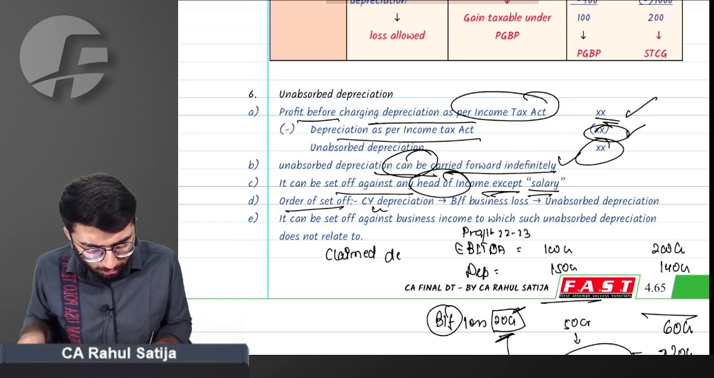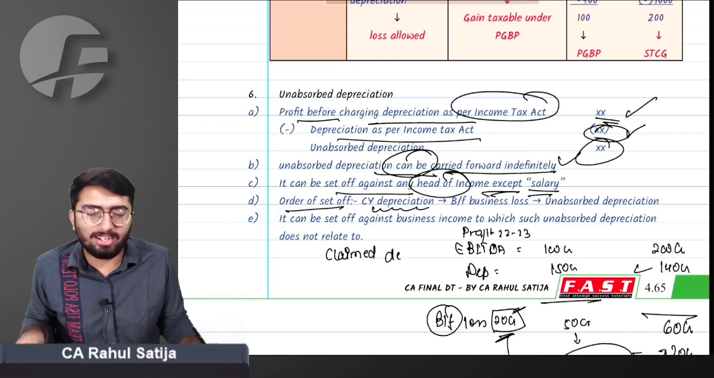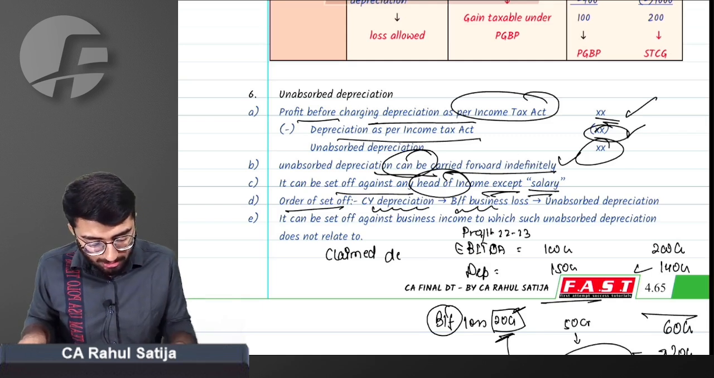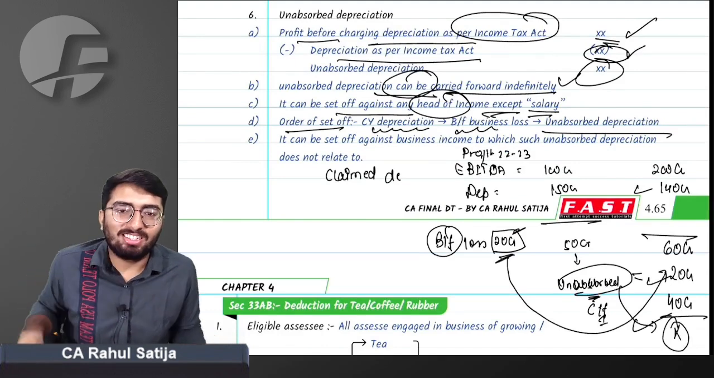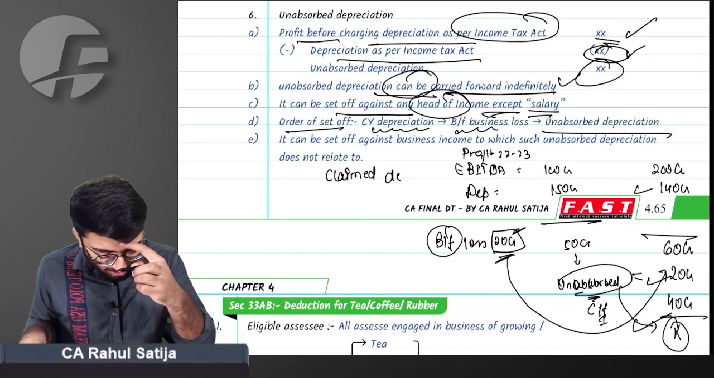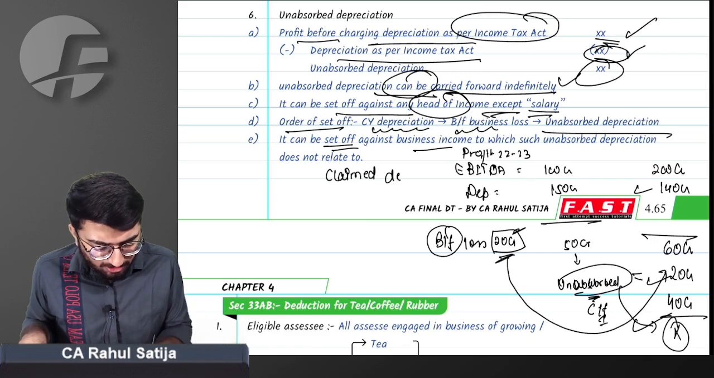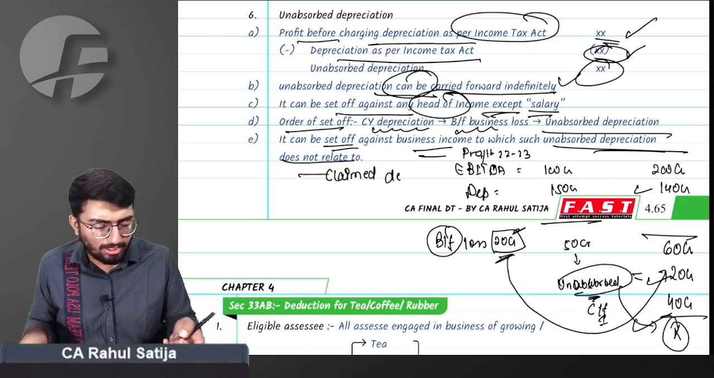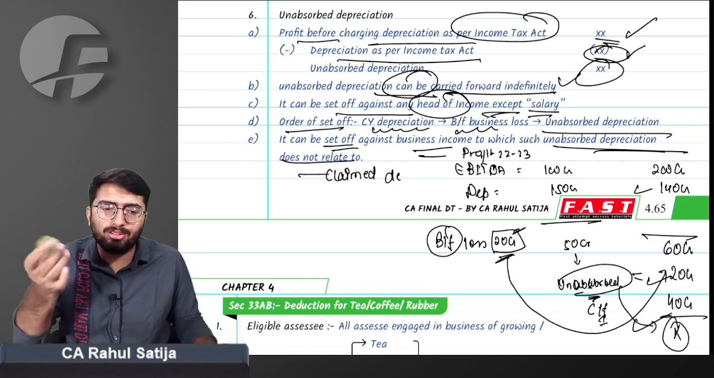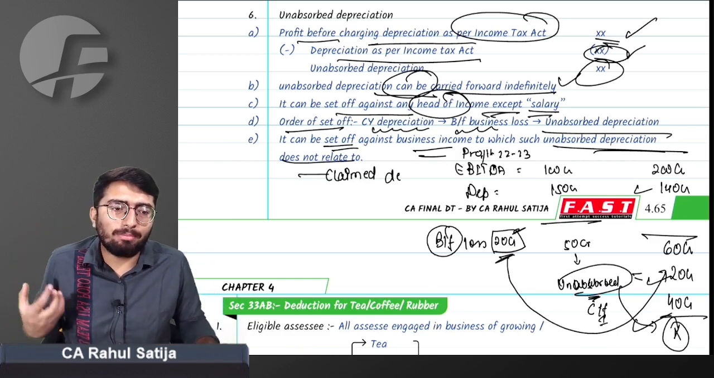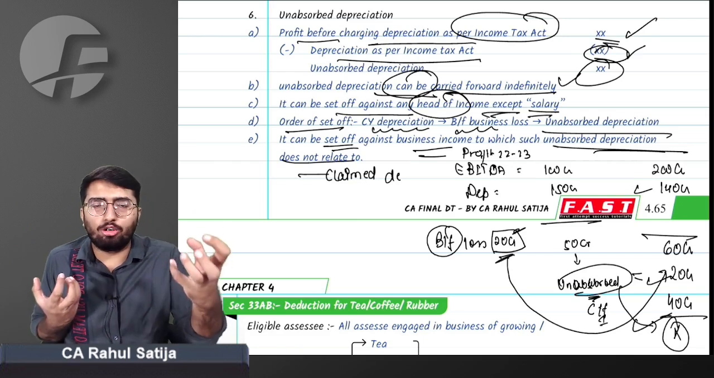It can be set off against any head except salary. Sir, order of set off. First of all, current year depreciation has to be reduced the way we did. Then brought forward business loss the way we did, and last, unabsorbed depreciation the way we did. Last but not the least, it can be set off against the business income to which such unabsorbed depreciation does not relate. For example, I'm already having a business of garments and I have opened a new business of footwear.